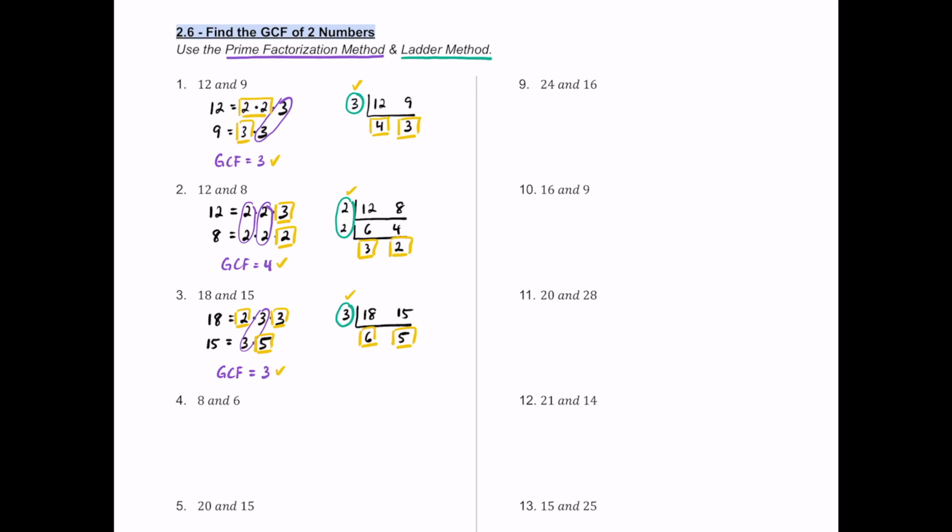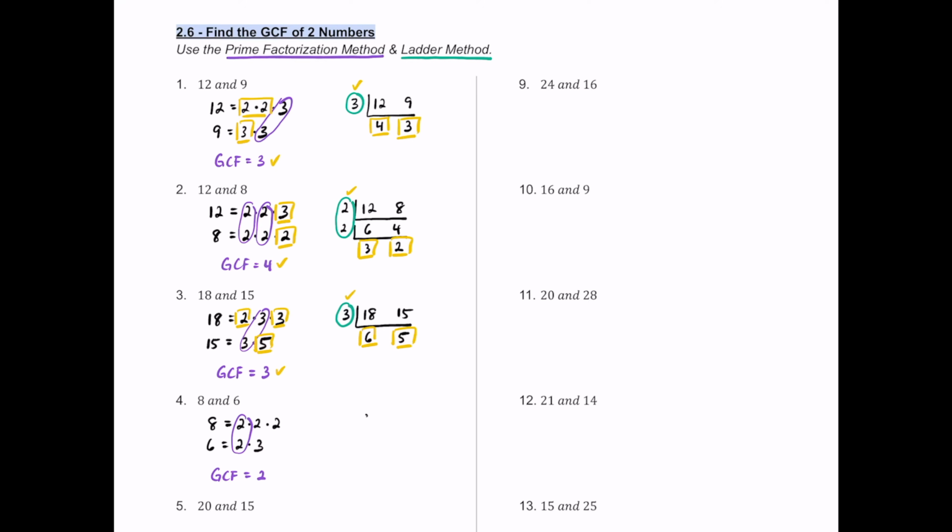For number 4, we have 8 and 6. 8 we've already done the prime factorization for in a previous one. That's 2 times 2 times 2. And 6 is just 2 times 3. So pretty short prime factorizations. They both have a 2 in common, and I think that's it. So the GCF, or the greatest common factor, is going to be 2.